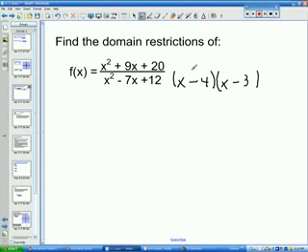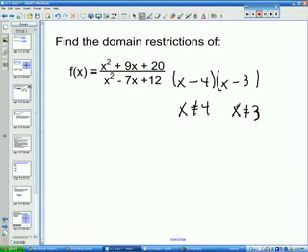You can always check by foiling. This would be x squared minus 4x minus 3x and then plus 12, which would give you x squared minus 7x plus 12. Okay, so the domain restrictions of this are whatever makes this 0 and whatever makes this 0. I don't really care about the top right now, because if the top is 0, that's fine. We just cannot divide by 0. So what would make this 0? That would be x equals 4. And what would make this 0? That would be x equals 3. So the domain restrictions are x cannot equal 4 and x cannot equal 3.